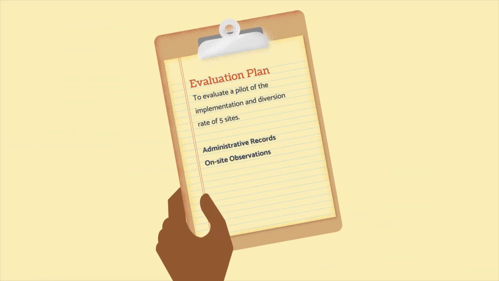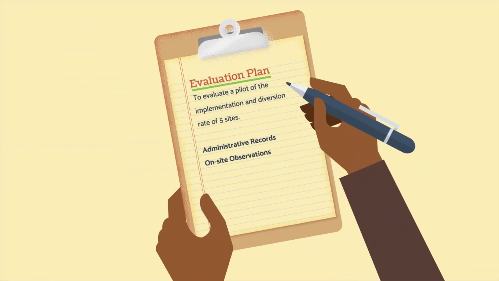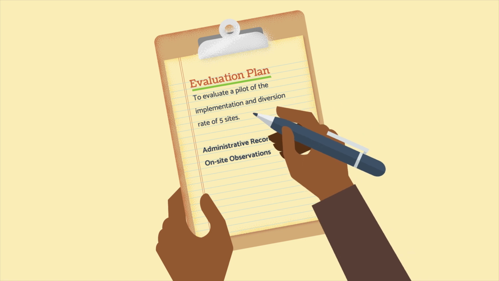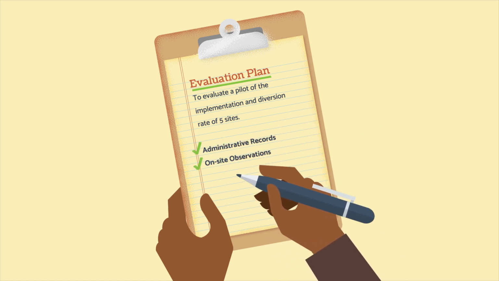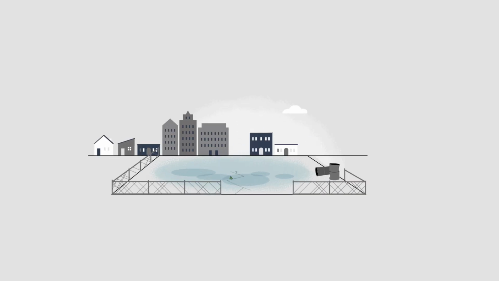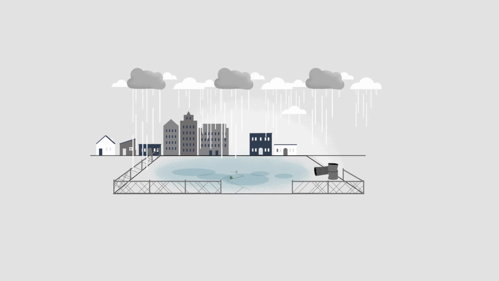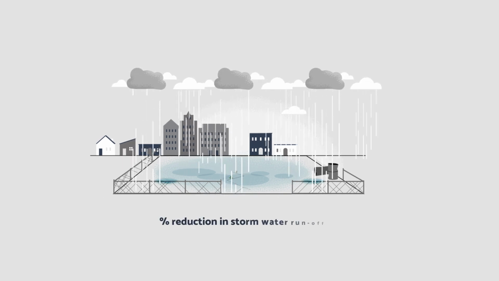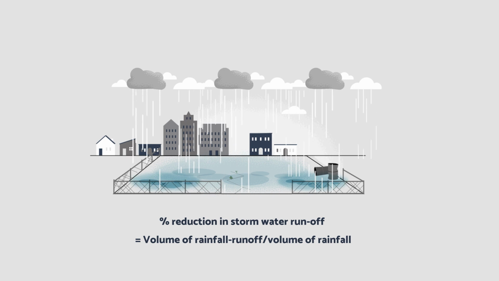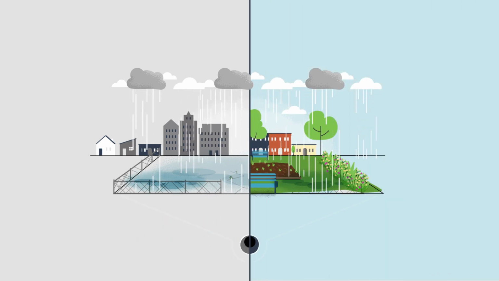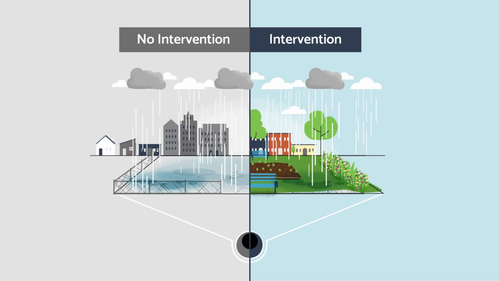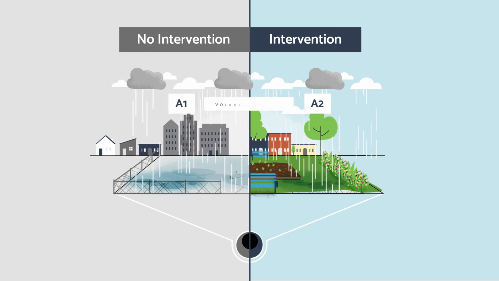Cassandra and her stakeholders develop an evaluation plan to examine the construction and maintenance of the sites using administrative records and on-site observations. To keep health the focus of her evaluation, Cassandra looks to the literature and finds an indicator shown to be associated with a reduction in waterborne illness. She and her stakeholders decide to use this to evaluate the effectiveness of the adaptation.